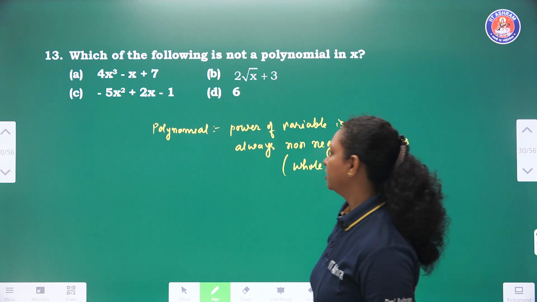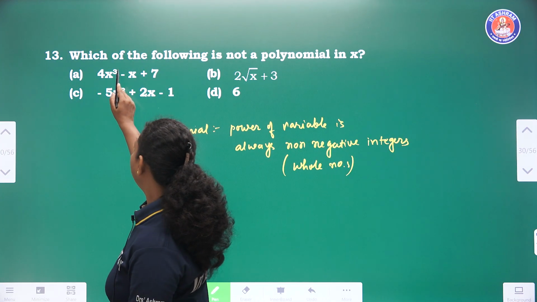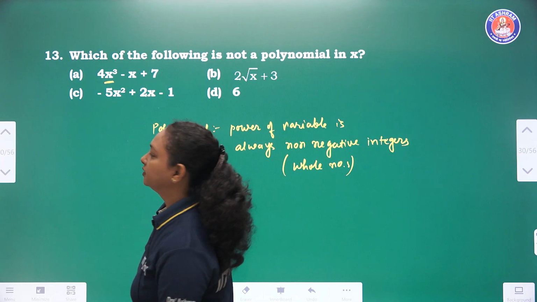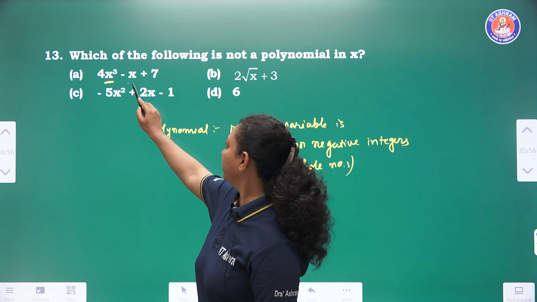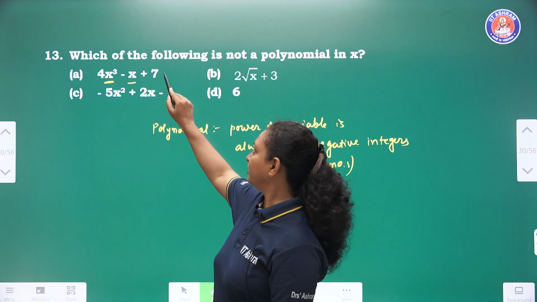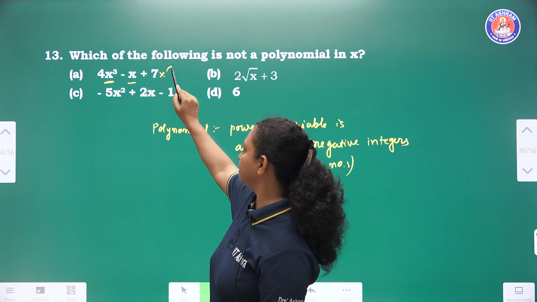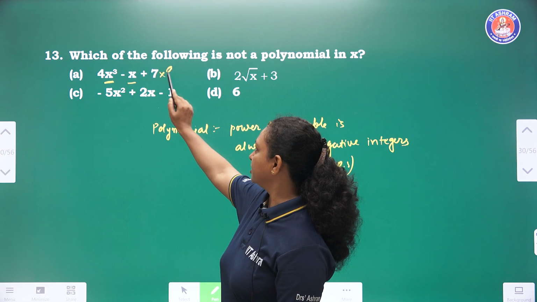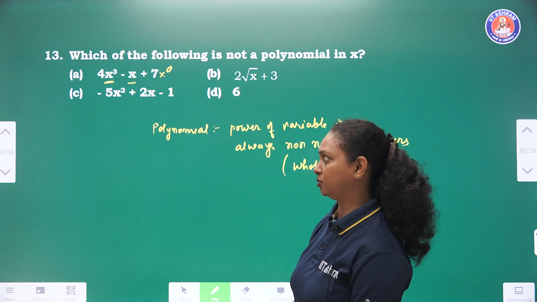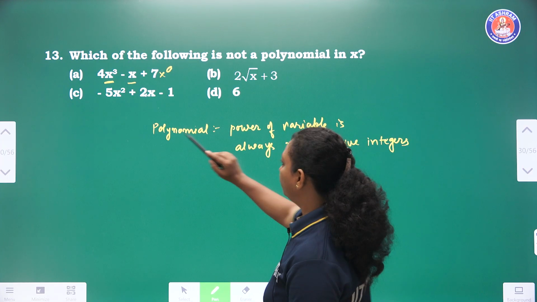is in a fraction. So we can see that what is the power of x over here? 3. What is the power of x? 1. नहीं है तो कुछ भी नहीं है तो 1. And what is the power of x? भाई x है ही नहीं. So x with the 0 power. So here 0, 1 and 3. So these 3 are non-negative integers. So this one is a polynomial. Go with the C option.